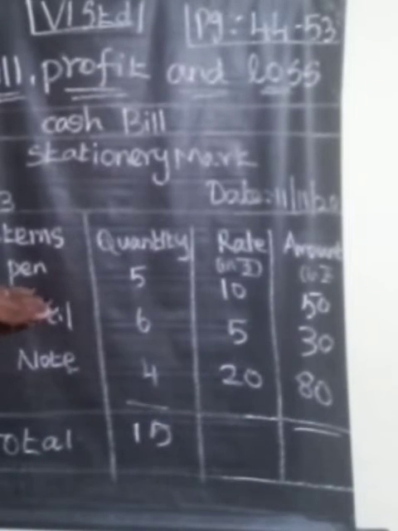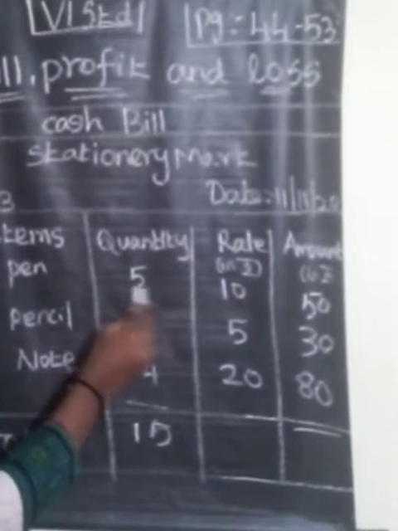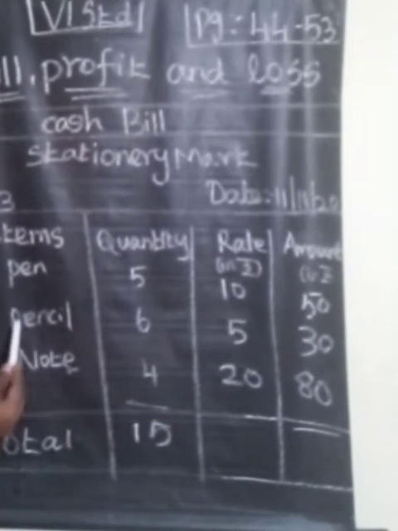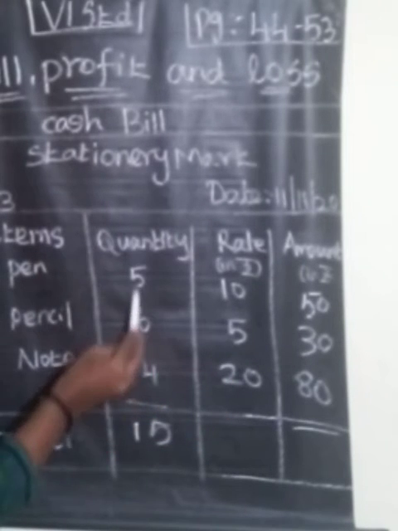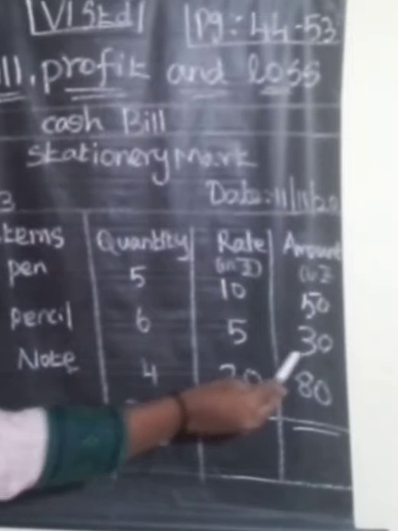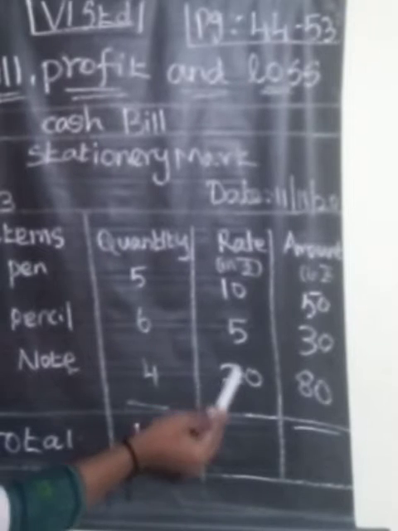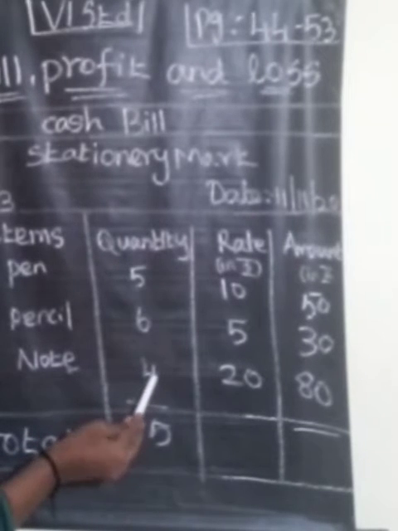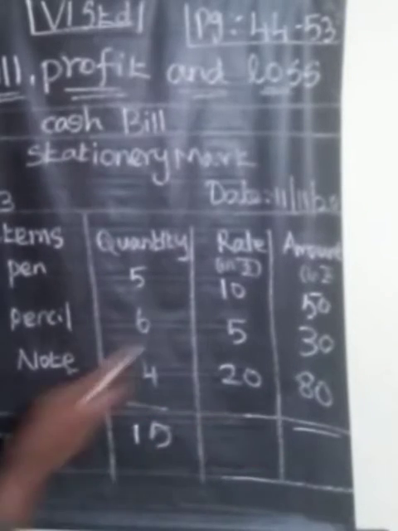Here the item is pen. Each pen is rupees 10. Here we bought 5 pens, so we multiply: 5 tens are 50. Here pencil, one pencil is rupees 5. We bought 6 pencils, so 6 5s are 30. Here note, one note is rupees 20. We bought 4 notes, so 4 20s are 80.